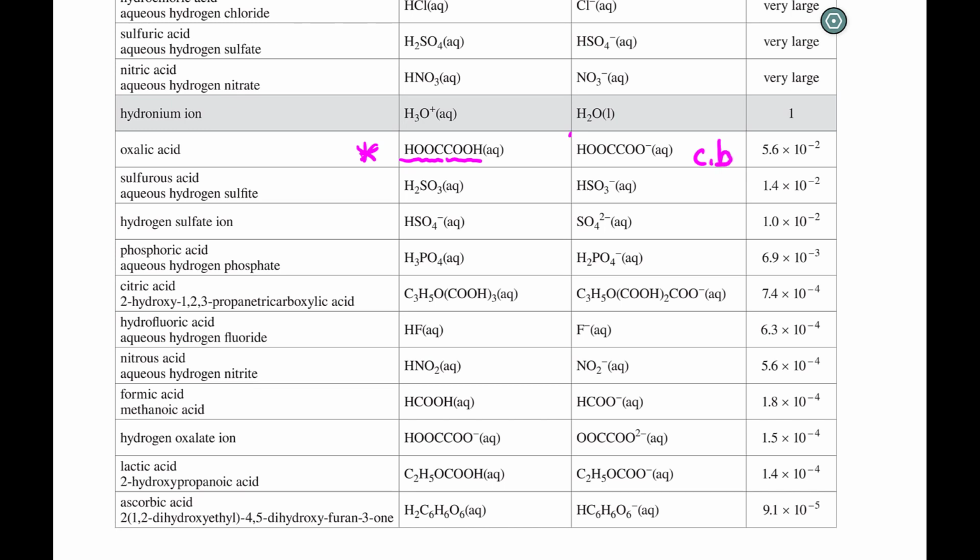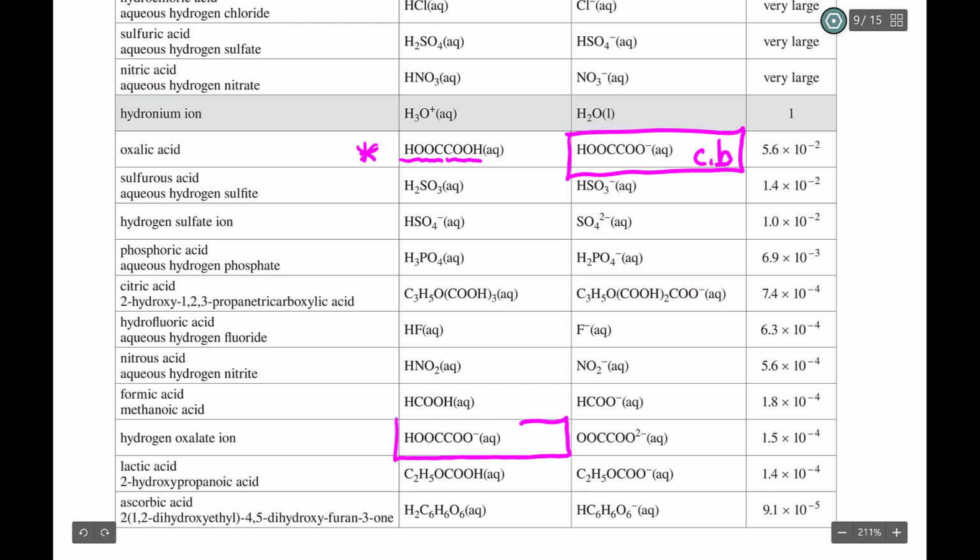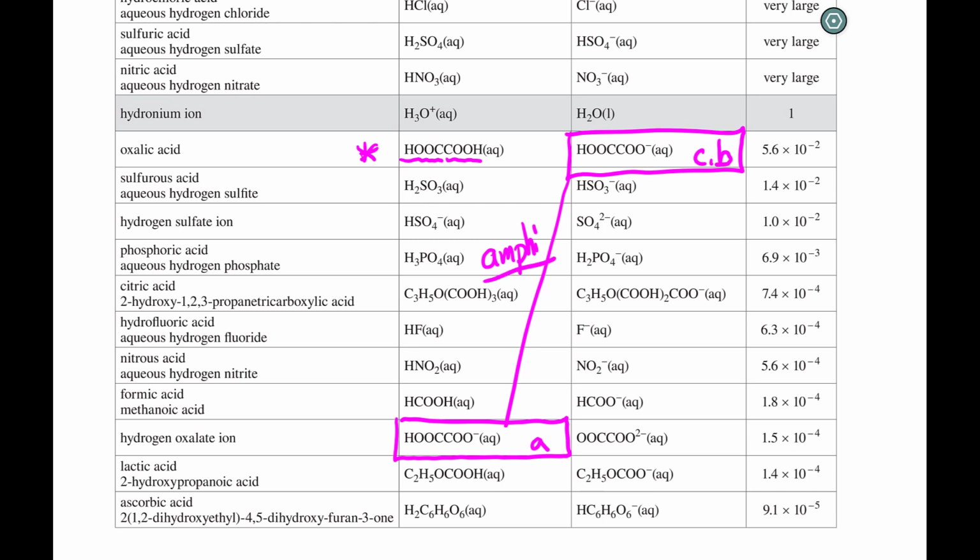However, if you look, you will find this ion down here. It's called the hydrogen oxalate ion. It is also on the acid side of the table. So it's a base here, and it's an acid down here. That means that this would have to be amphiprotic because it is both an acid and a base.